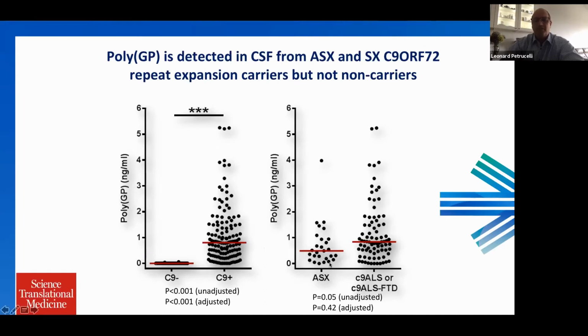So just based on this, it allowed us to conclude, although we did the correlations, that there was not going to be much of a prognostic signal associated with poly-GP and the severity of the disease. And so I won't show you that data.